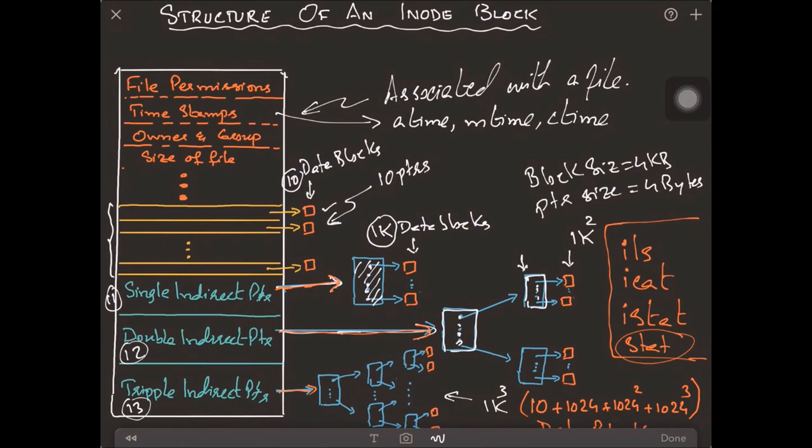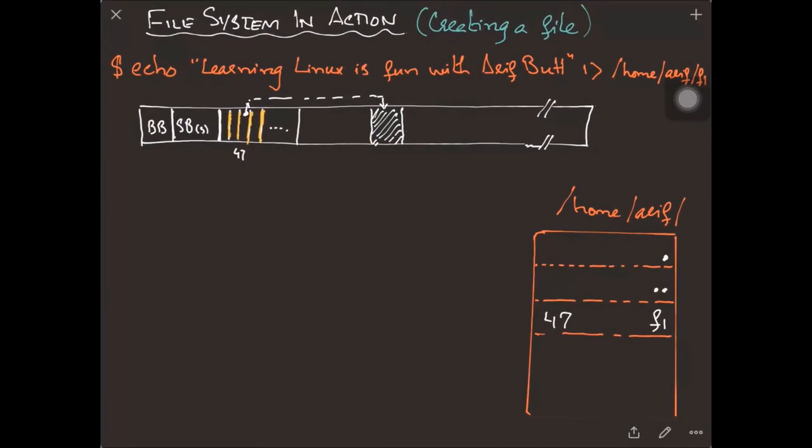Okay, fine. So let's move ahead. Now since we have understood how the data blocks and the inode blocks are managed within the system, let's see the file system in action. Let's try to understand what actually happens when a user creates a file.